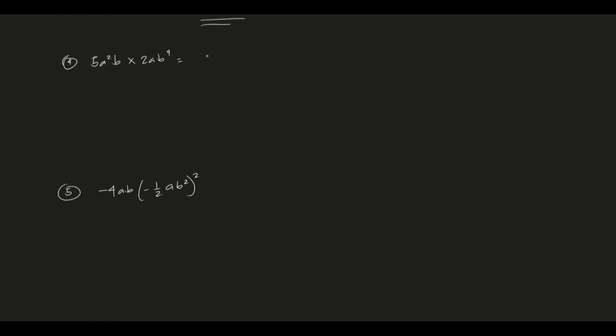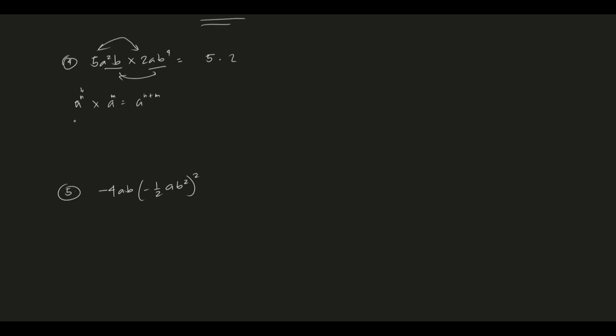We also have another example here. We have 5a squared b times 2ab raised to the 4th. So we must first multiply their coefficients, so 5 times 2. And also let's multiply these terms right here. So keep in mind that if we have a raised to the n, and we multiply it by a term that also has its own exponent, then it will become a raised to the n plus m.